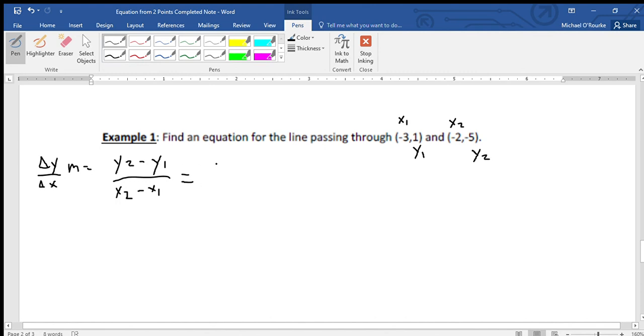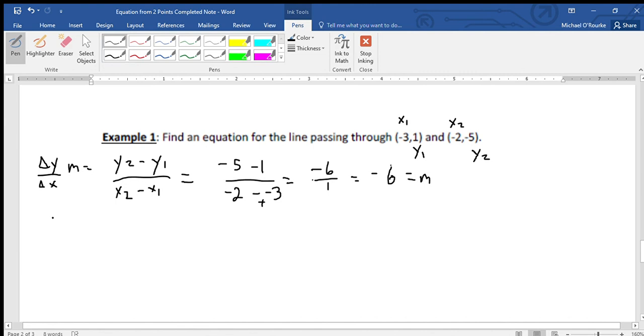So y2 is -5 minus 1 over -2 minus -3. So here's where I got the -5 from, y2 minus 1. Okay, that equals -6, and that's going to equal a plus. So -2 plus 3 is 1. So we know our m is -6.